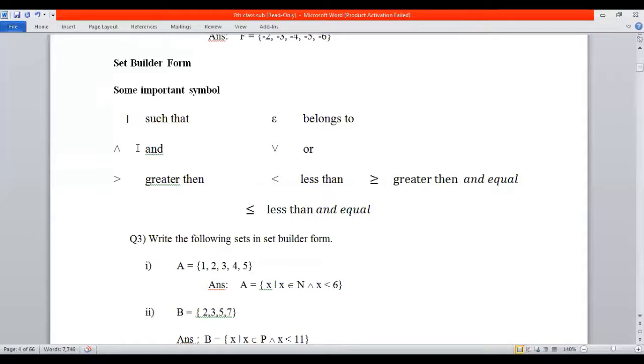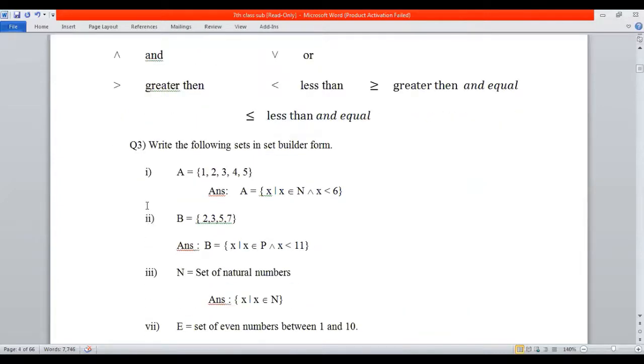elements by using some symbols or notations. So in the form of notation, you represent a set; that is the set builder form or set builder notation. So the symbols are: such that, belongs to, greater than, less than, greater than or equal, less than or equal. Now come to question number 3.